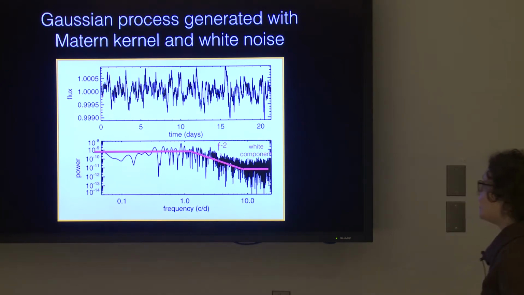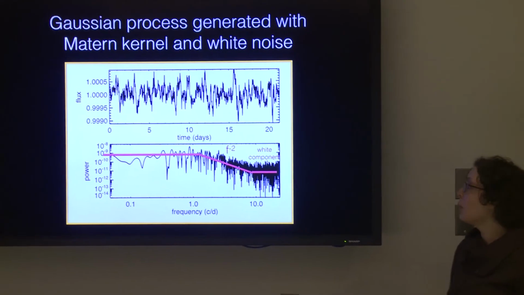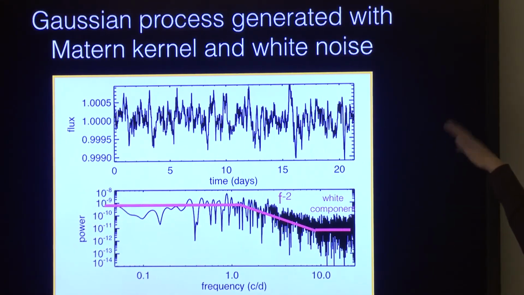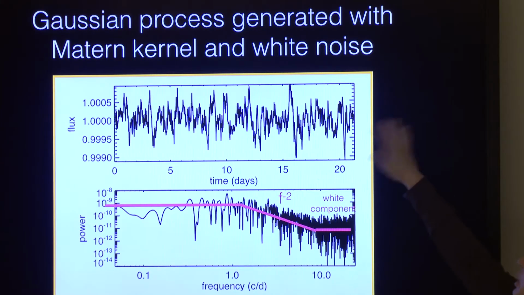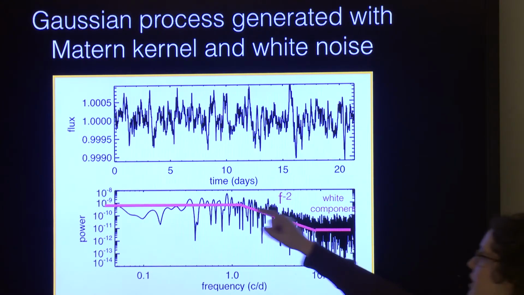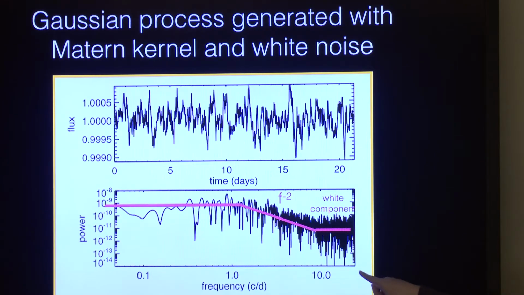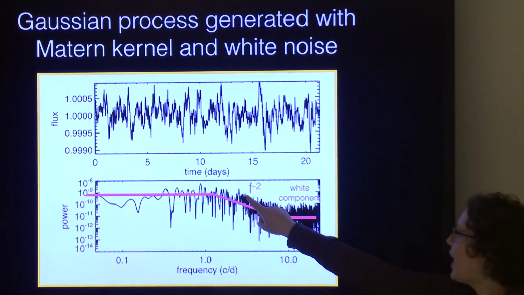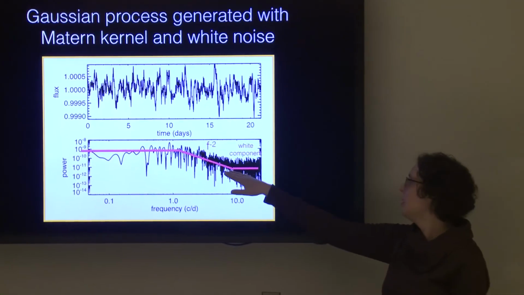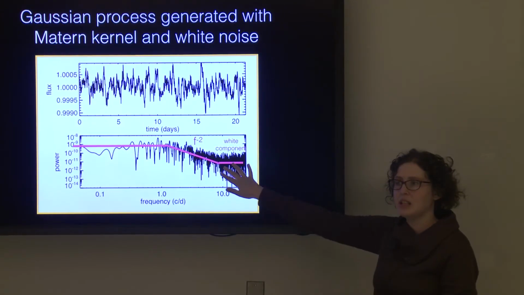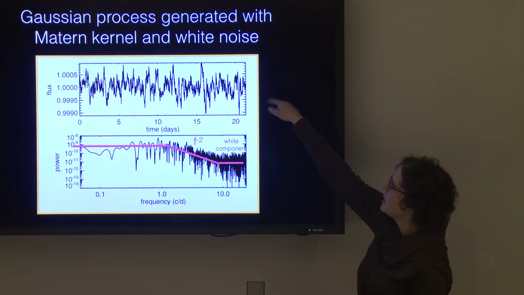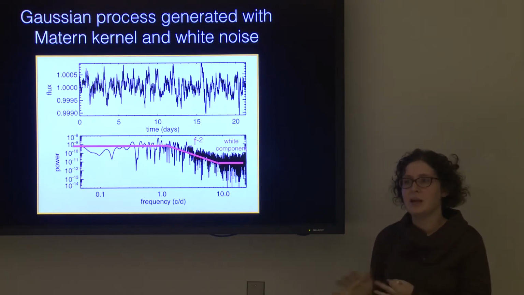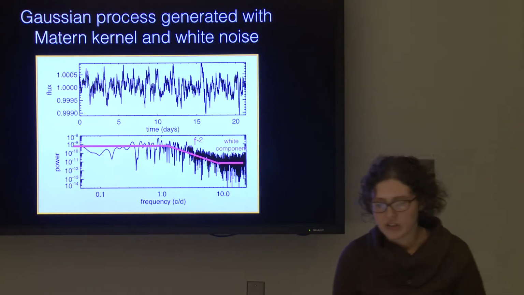What I did that somewhat convinced me that this would be a reasonable kernel to use is that I used the Matern kernel to generate a Gaussian process, so this flux versus time. Then I took the Fourier transform, and it had the same behavior as I saw in the real data sets, where it was flat, then it had an f to the -2 slope, and then it was flat again. So if that's what the real data is doing, and that's what this type of kernel prescription generates, then that seems like it might be a reasonable model. And it's definitely a very flexible model.